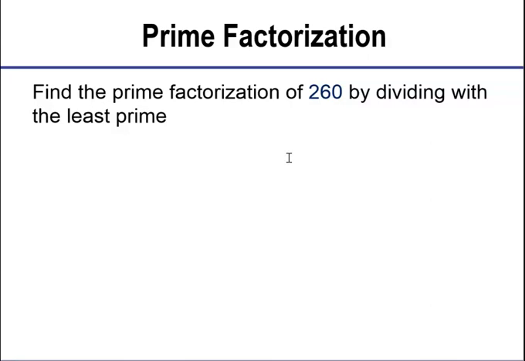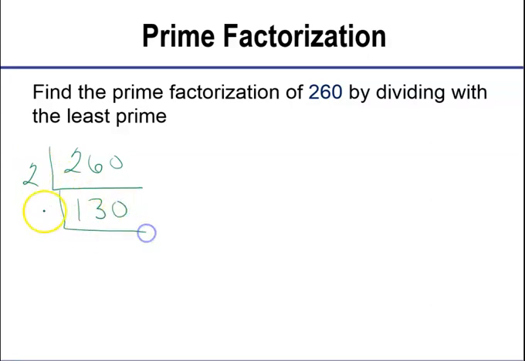Find the prime factorization of 260 by dividing with the least prime. So here's what we can do. You write the number 260, and you just make a little box. What divides into 260? You want to pick the smallest prime number. Does 2 divide into 260? Sure it does. It goes 130 times. Does 2 divide into 130? Sure it does. It goes into it how many times? 65. If you did not see that, just scoot over and do long division over to the side.